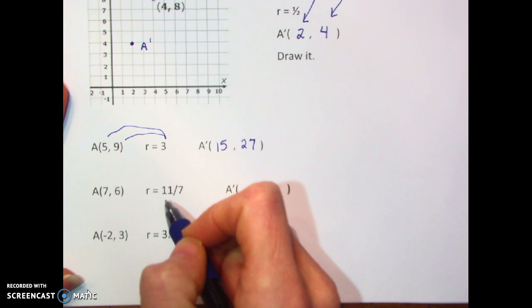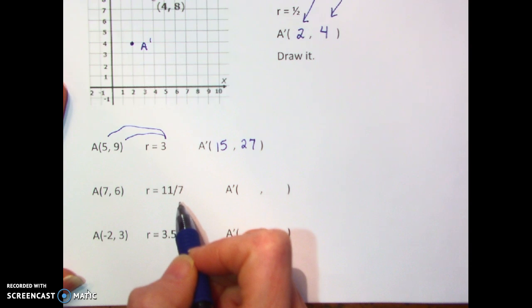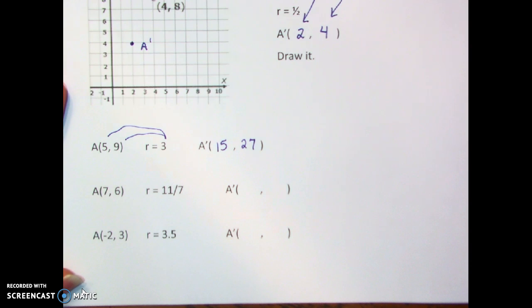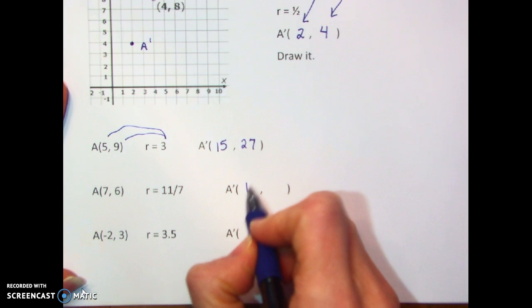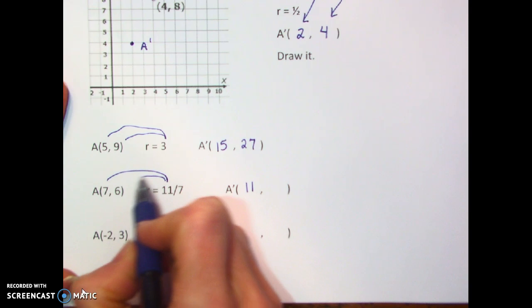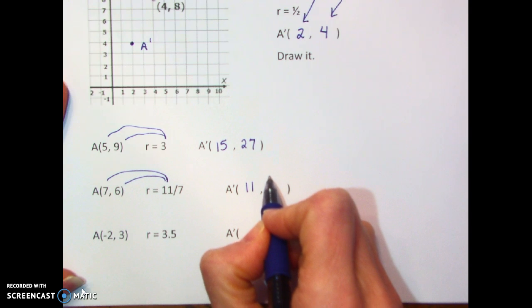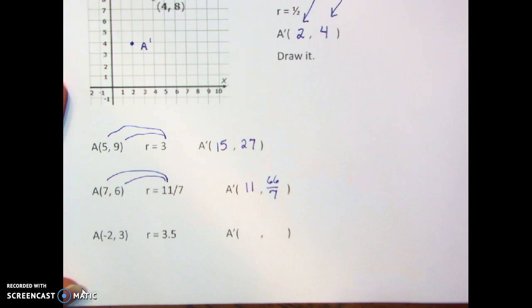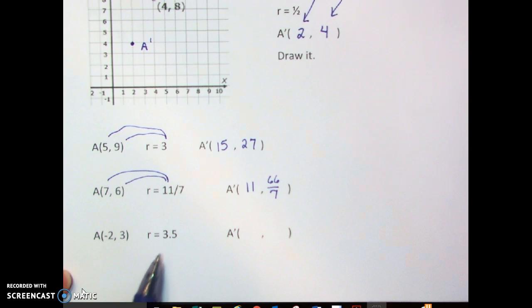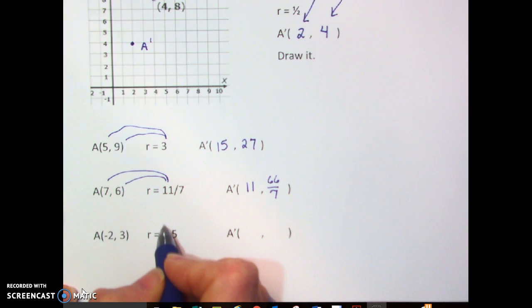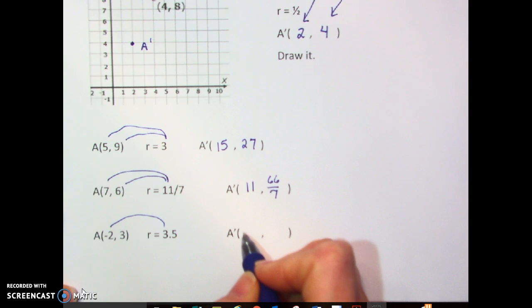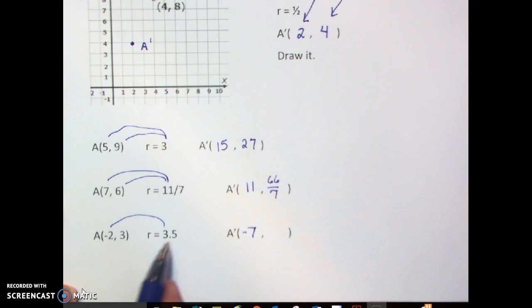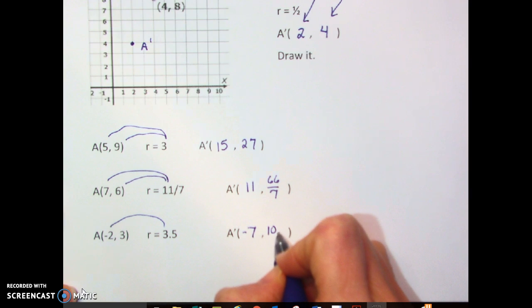Now a scale factor of 11/7, we're going to have to take 7 times 11/7 and 6 times 11/7. So 7 times 11/7 is actually just 11, and 6 times 11/7 is 66/7. All right, one more. Our scale factor is 3.5, so -2 times 3.5 is -7, and 3 times 3.5 is 10.5.